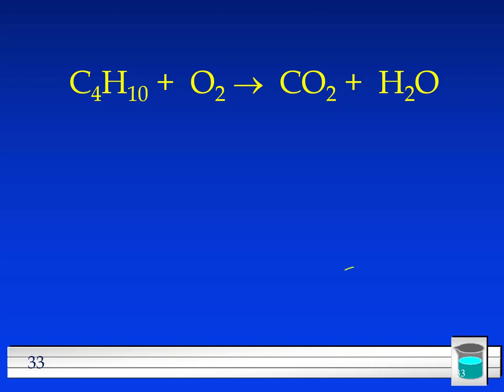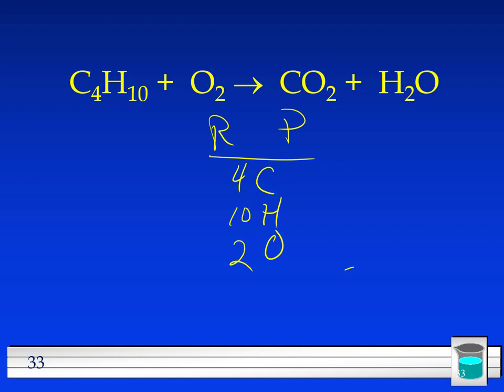Okay, so reactants, products, carbon, hydrogen, and oxygen. 4 carbons, 10 hydrogens, 2 oxygens, 1 carbon, 2 hydrogens, and O shows up twice, 3 oxygens, CO2 and H2O.